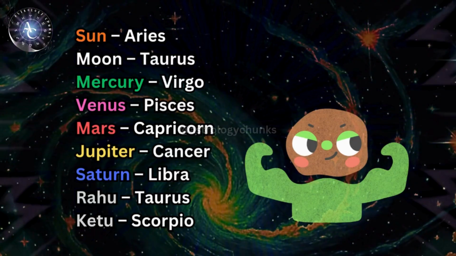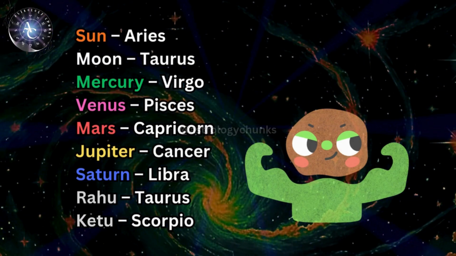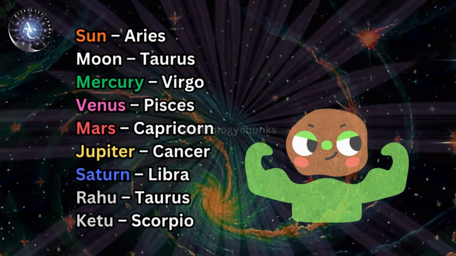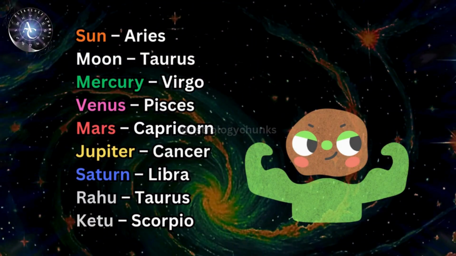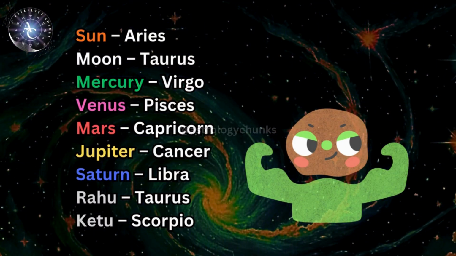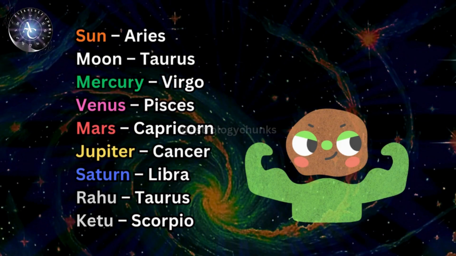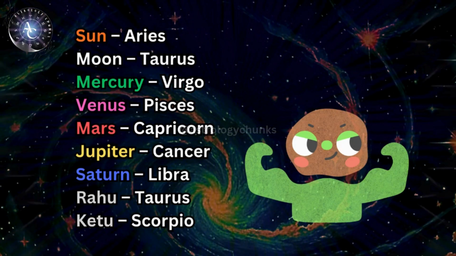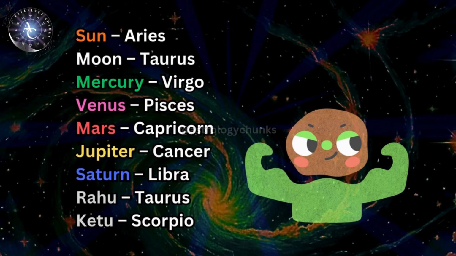For the moon, the exaltation sign is Taurus. For Mercury, the exaltation sign is Virgo. For Venus, it is Pisces. For Mars, it is Capricorn. For Jupiter, it is Cancer. For Saturn, it is Libra. Now, Rahu and Ketu are shadow planets, but even they have certain signs where they behave very well. Rahu is exalted in Taurus and Ketu is exalted in Scorpio. Whenever a planet is placed in its exaltation sign, it is considered powerful and likely to give positive, auspicious results.